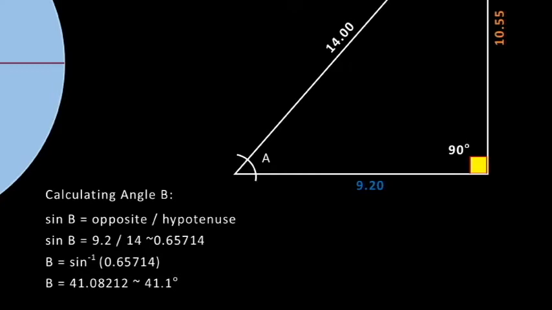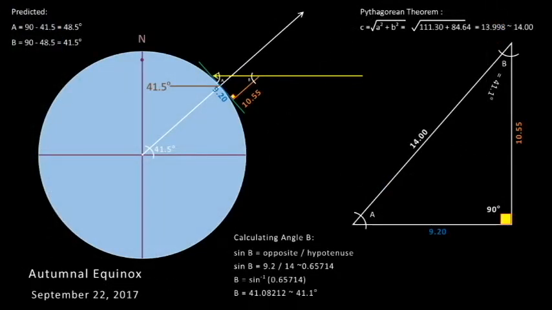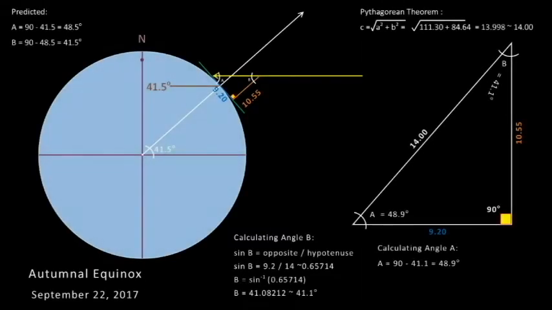Now I have to get B isolated by itself, so I have to do a little algebraic manipulation here, and I actually have to take the inverse sine of that 0.65714. And I get my angle B as 41.08212 degrees, which is roughly 41.1 degrees. Now, calculating angle A is so much easier at this point because, as you know, all the angles in a triangle have to equal 180 degrees. We already know the 90, we know the 41.1, so we just subtract that from 90 to get angle A, and we get 48.9 degrees.